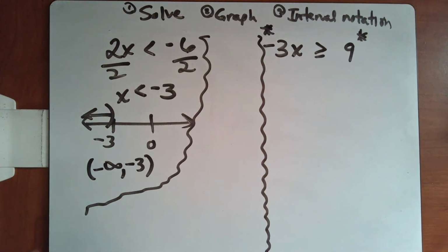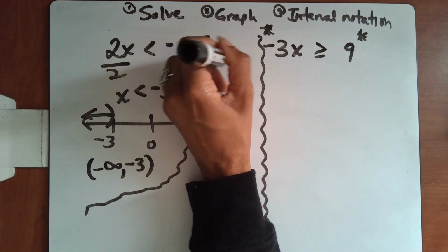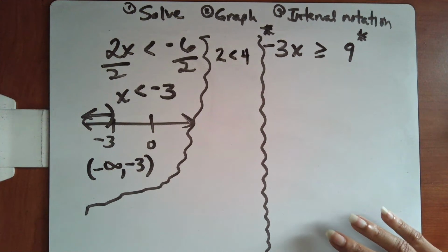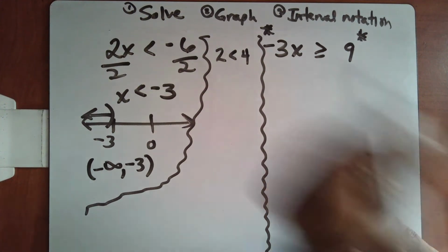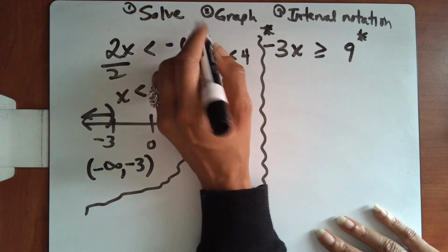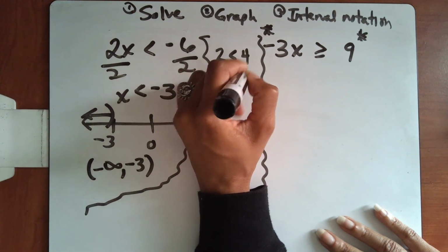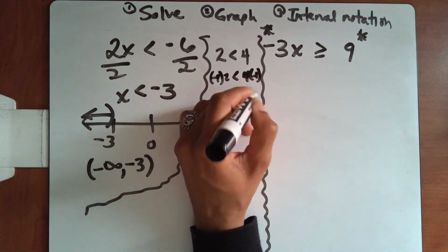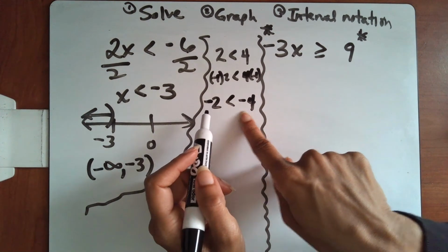I'm going to do a little special case here in the middle. So let's say we have an inequality statement that says 2 is less than 4. That's true, right? Yes, that's true. So what if I divided or multiplied both sides by a negative value? So what if I multiplied negative 1 by 2, negative 1 by 4? So we would end up with a negative 2 and a negative 4. So the question is, is negative 2 still less than negative 4?